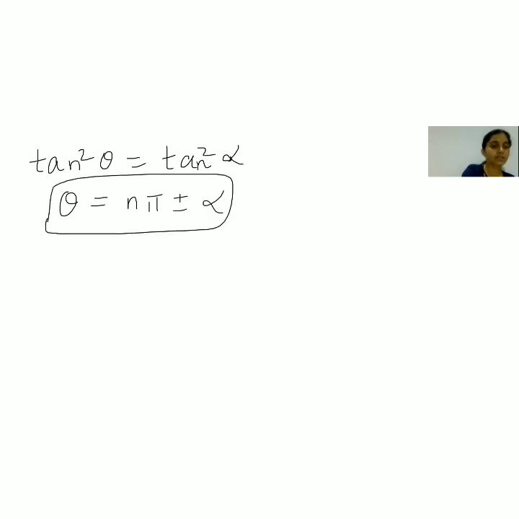So what we can do is we'll make up a table of all the generalized solutions that we have got: sine theta, cos theta, tan theta, sine square, cos square, and tan square theta. So we just put that in a table format.